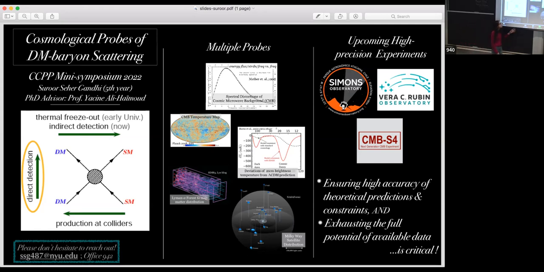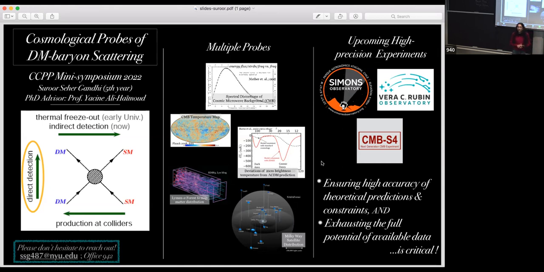So we have multiple cosmological and astrophysical probes that have already been used to constrain these interactions. At the top, there are spectral distortions of the CMB, deviations of the frequency spectrum away from a perfect black body. And then we have CMB temperature and polarization anisotropies, the 21 centimeter brightness temperature, Lyman alpha forest, and distribution of satellite galaxies around the Milky Way. And these are just a few examples, and then we have more data coming up from Simons Observatory and Rubin Observatory in the next few years. And then the CMB stage 4 experiment, which should become operational by the end of the decade.